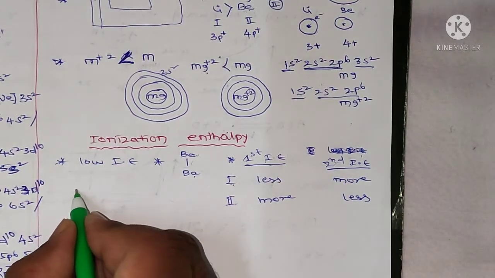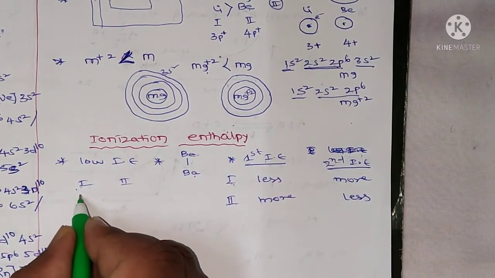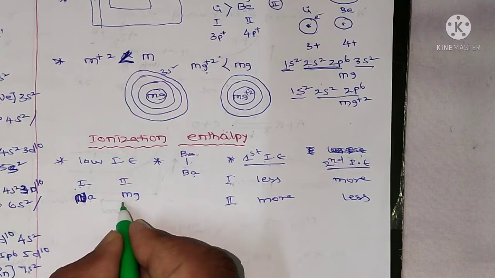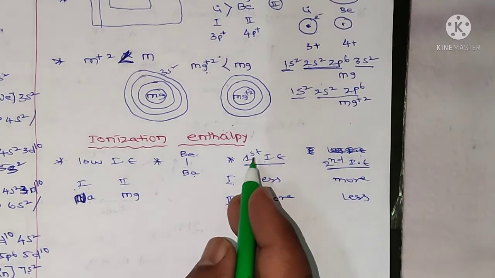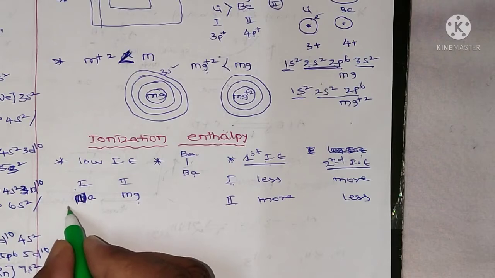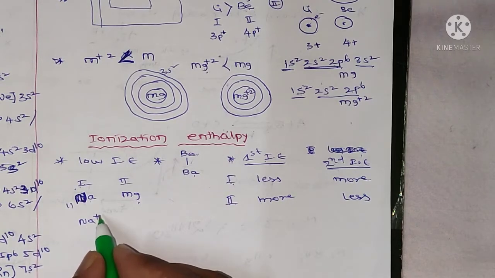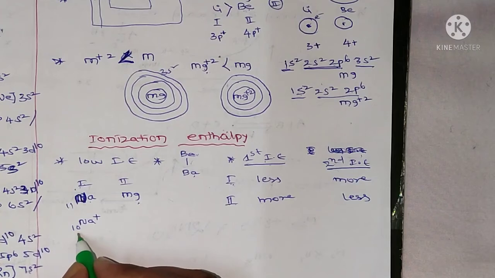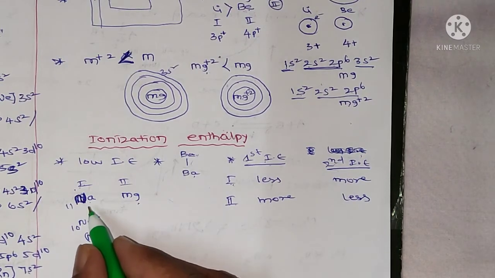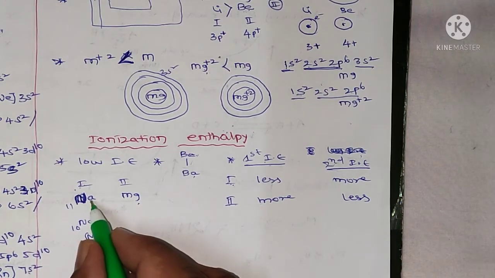Let me take one example here. I am taking the same period, the first group and second group. Here I am taking the third period, first group element sodium, second group element magnesium. So the first ionization enthalpy for sodium is less than magnesium, because the sodium atomic number is 11. So it can form Na+ by losing one electron. Now that Na+ is stable because it contains 10 electrons, meaning it reaches neon electronic configuration. So it can easily lose one electron to form Na+. Consequently, it requires less energy.